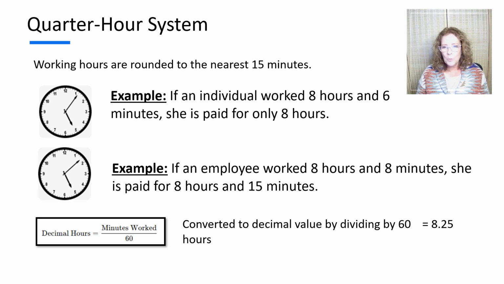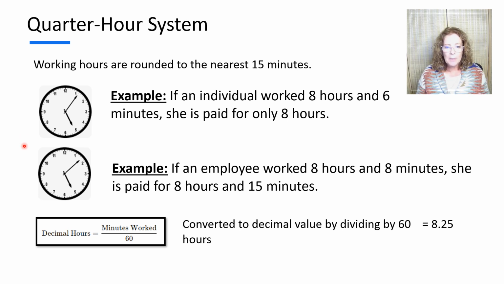Let's talk first about the quarter hour system. Employers who use the system round the hours worked to the nearest 15 minutes. For instance, if the employee worked 8 hours and 6 minutes, she's paid for only 8 hours because 6 minutes is closer to 5 p.m. on this clock here than 5:15 p.m.